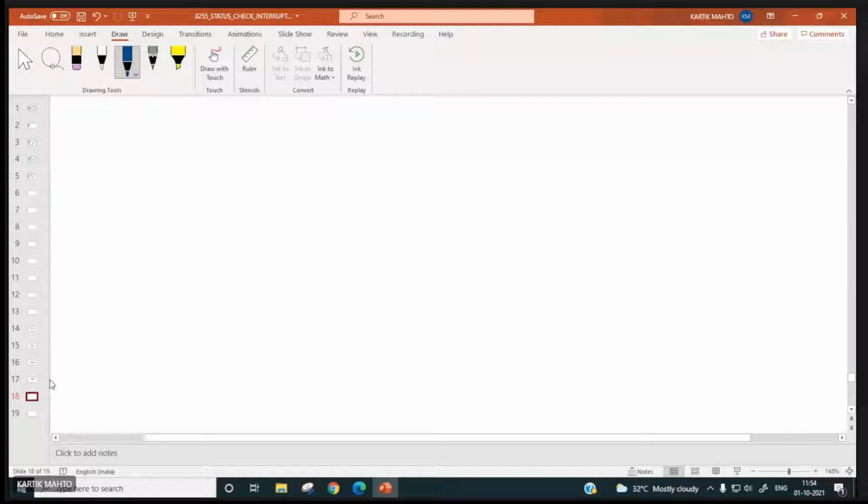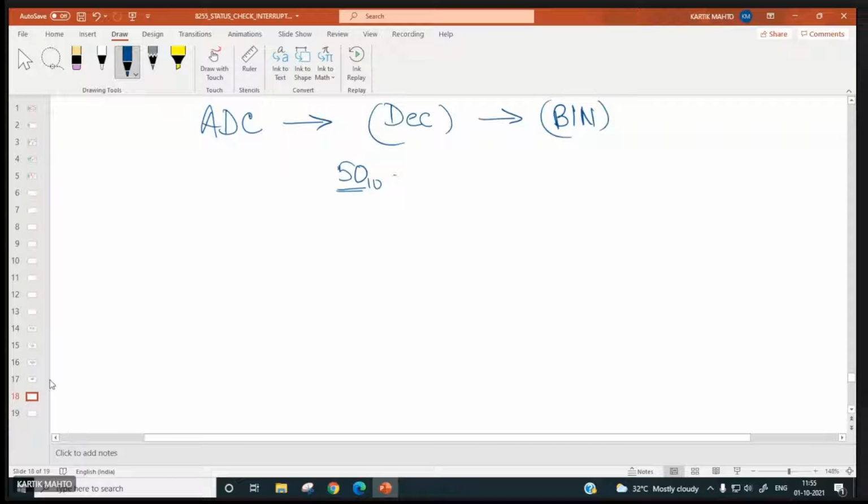Now coming to ADC. What I told you is that ADC means decimal to binary. This is what I said, isn't it? So now I'm just taking one example here. Let's say the example is 50. This 50 I want to convert into binary.